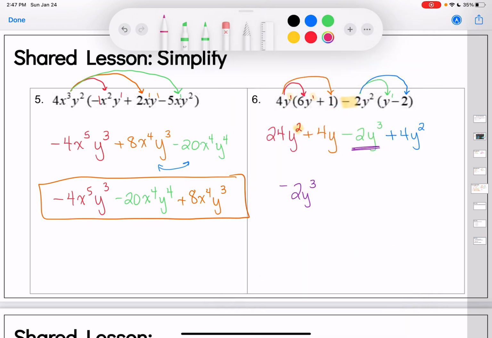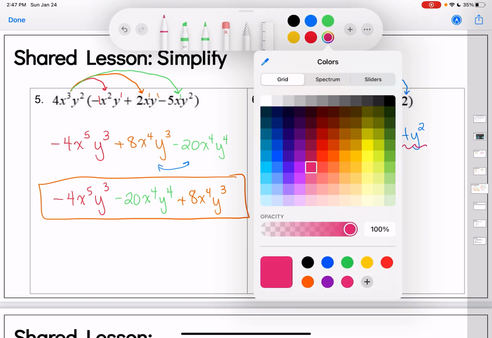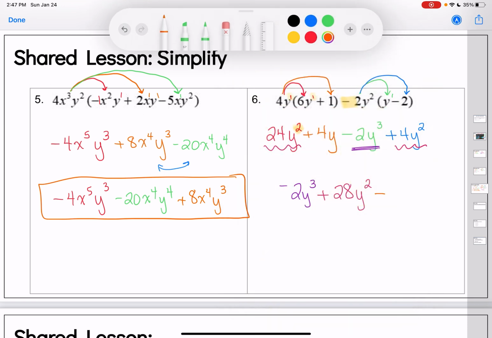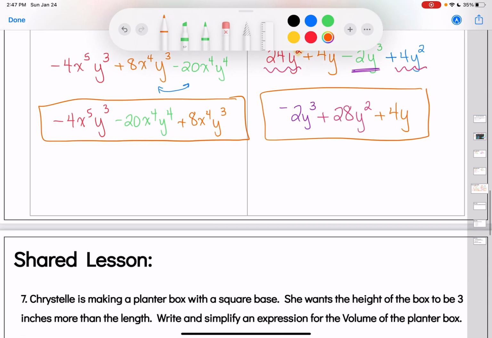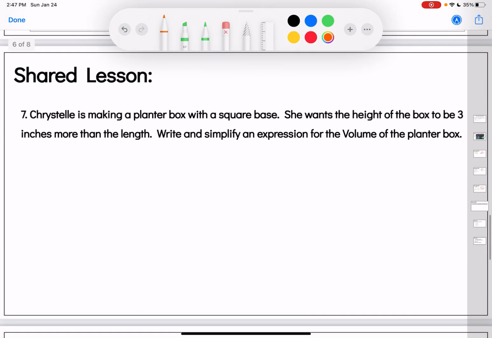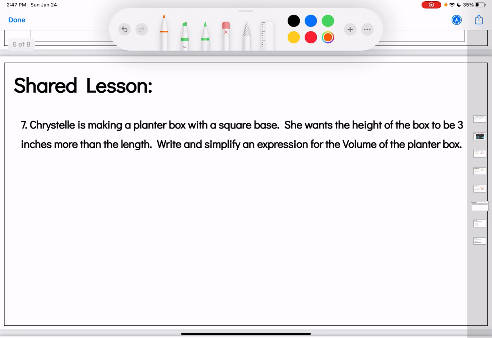After that, I'm going to combine my 24y squared plus 4y squared to get 28y squared. And then my positive 4y, I have nothing to combine it with, so it's just going to be plus 4y. So remember, if you have more than one distributing to do, check for like terms to combine. All right, so here's a situation where you might use that multiplication idea.